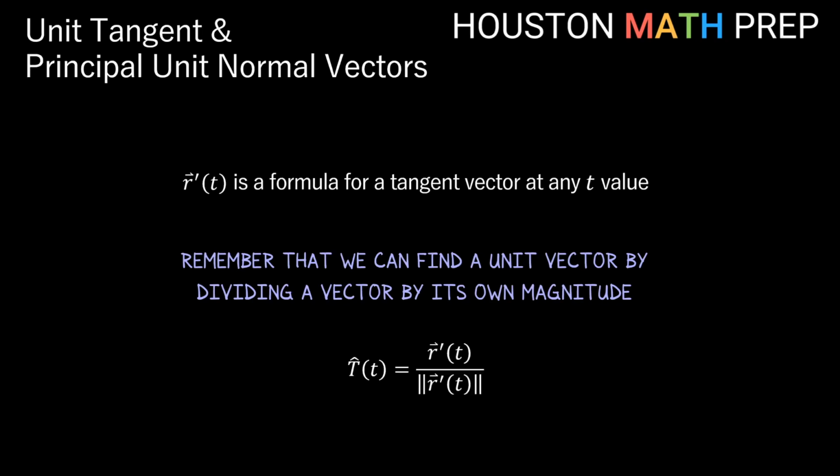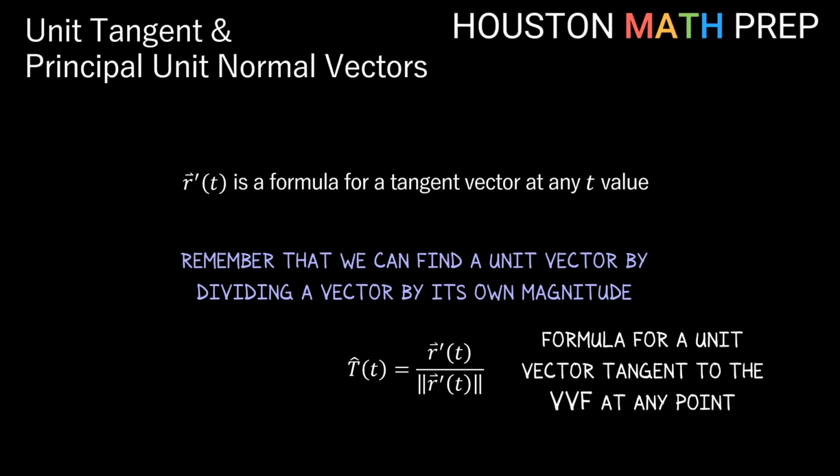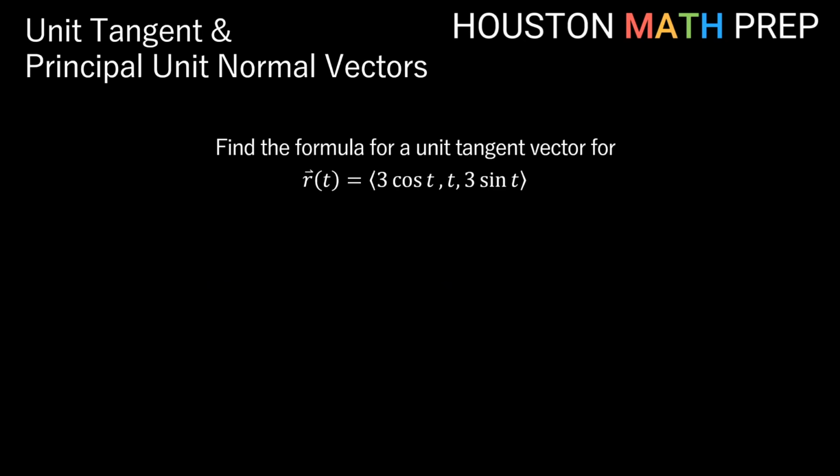So our formula for finding a unit tangent vector, what we'll call T hat here, remember hat signifying unit vector, is to first find the derivative of our vector valued function and then divide that derivative vector by its own magnitude. That'll give us a formula for a unit vector that is tangent to the original vector valued function at any point, and then if we want a unit tangent vector at a specific point, we can simply plug in the value of t where we want to know. Let's work through one example with you.